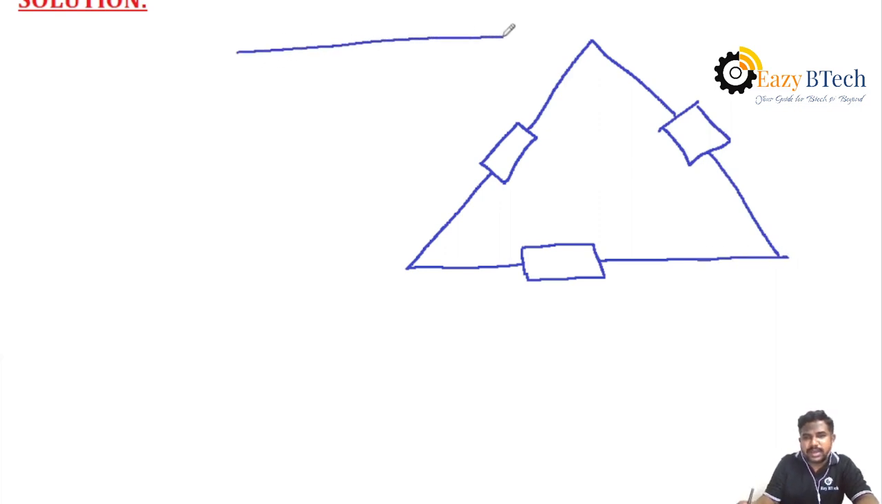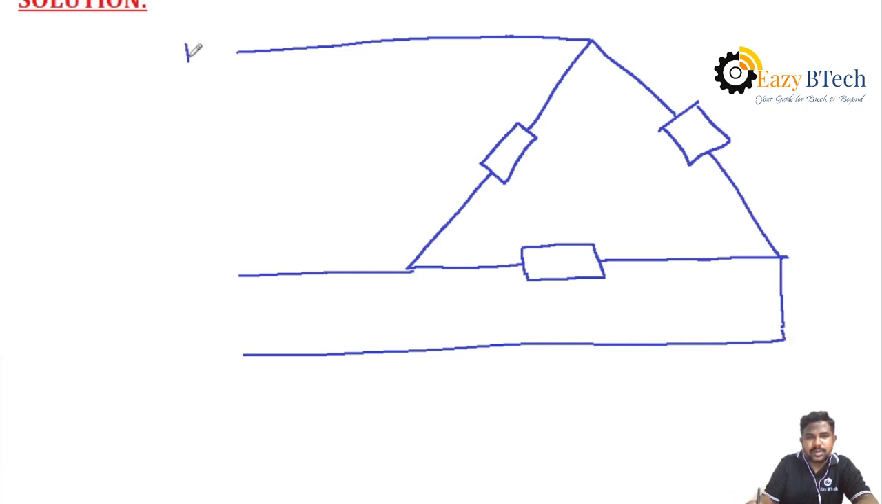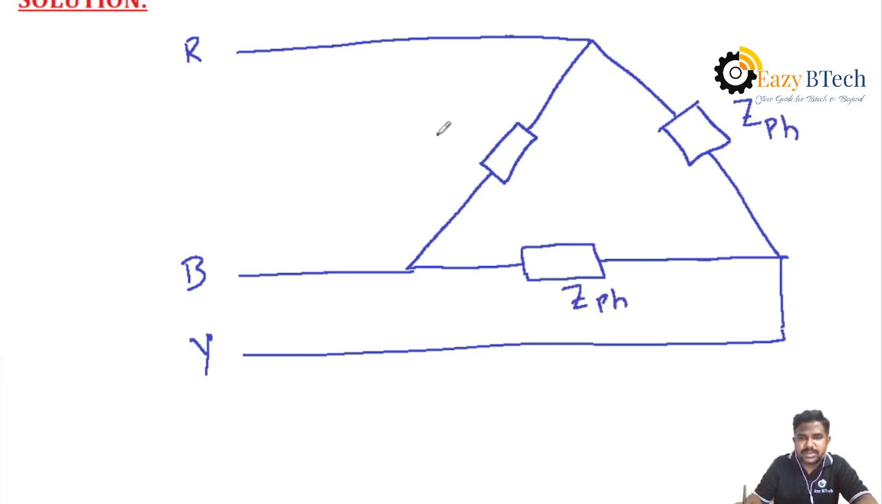Then this delta is connected to a three-phase supply, that is R phase, Y phase and B phase. Then these are the impedances ZPH. The impedance you can always represent in the form of phase values, that is ZPH. Here the given supply is 440 volts. That means in between the three phases the supply is 440 volts.